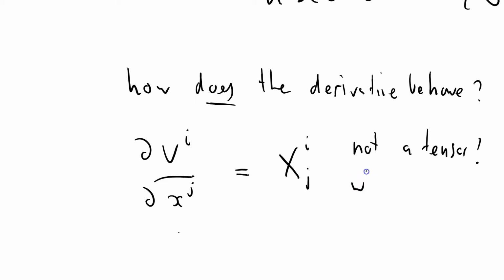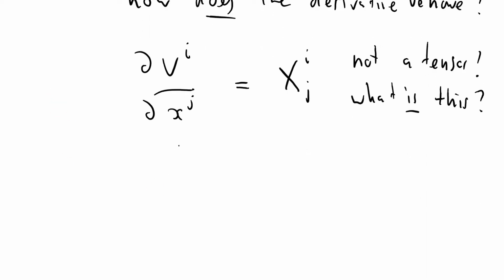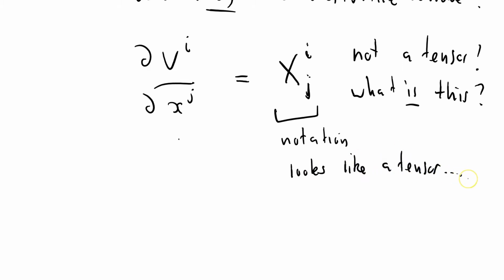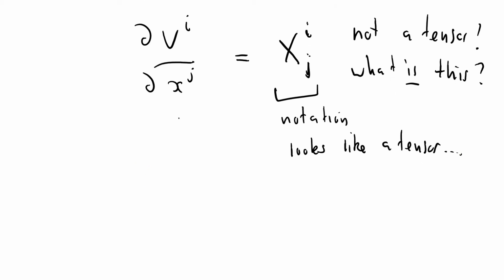So what is it? What is this thing here? Well, I'm going to answer that. I'm going to see how it transforms. So this is just a notation. It's got an index up here and an index down there, so it looks like a tensor. But it doesn't transform like a tensor, and I'm going to show you why. Well, let's try and transform it and see what the real transformation law is.